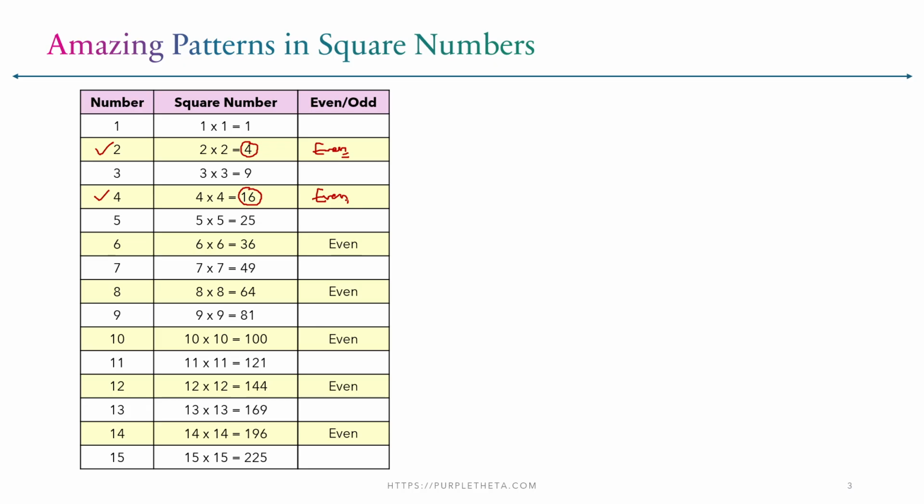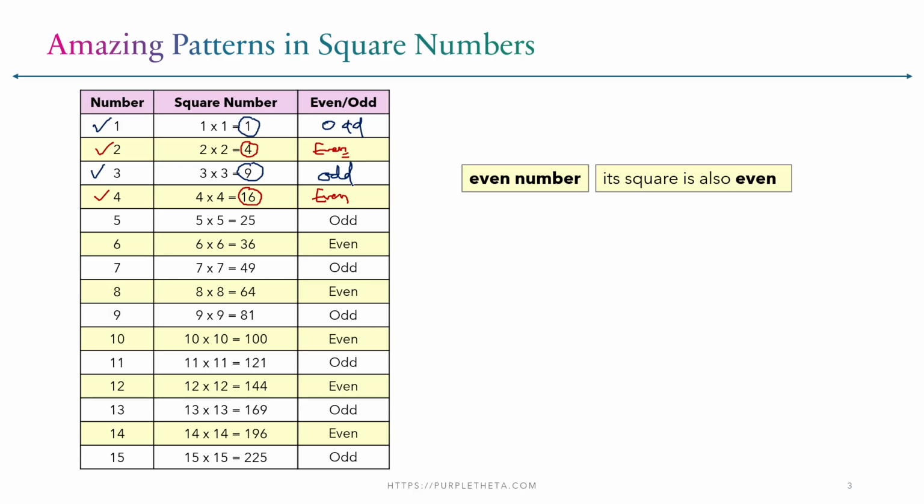Now let us observe odd numbers and their squares. Here 1 is an odd number and its square 1 is also odd, right? Then I come to 3. 3 is odd and its square 9 is also odd, right? Similarly, all odd numbers have odd squares, right? So we can conclude for even numbers its square or square number is also even, and for an odd number its square is also odd, right?